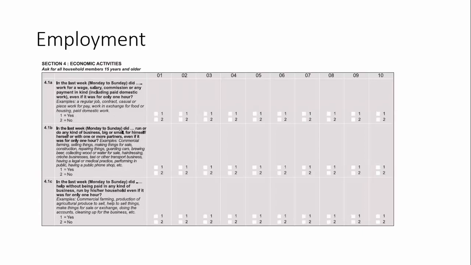The next one is income from employment, earnings. So the questions are asked, do you work for a wage or salary or commission or payment in kind? And what's interesting is that it's even for only 1 hour. If you worked for 1 hour in the last week, you're still classified as employed, and you would get asked questions about the amount of income that you received from that work.